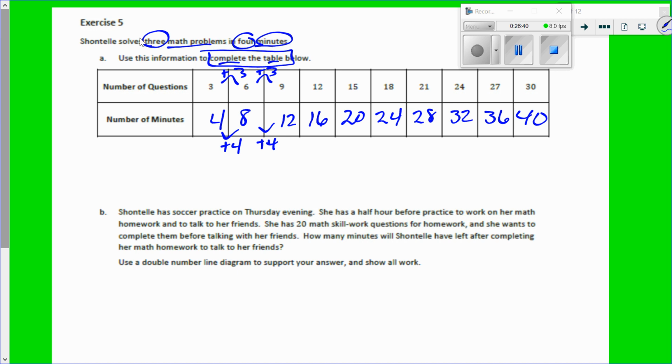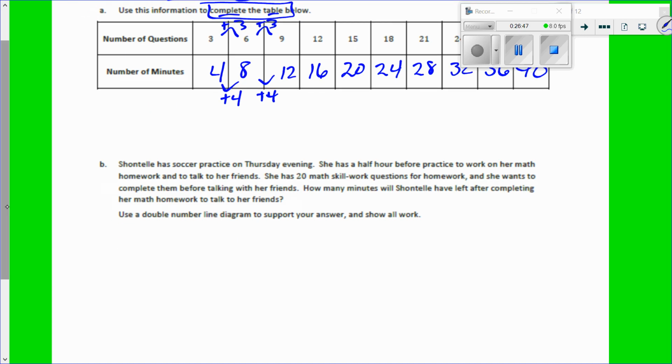Any questions on these tables again, guys? Pretty simple, right? Now we're going to use this information for our next piece. So Chantel has soccer practice on Thursday evening. She has a half hour before practice to work on her math homework and to talk to her friends. She has 20 math skill work questions for homework, and she wants to complete them before talking with her friends. How many minutes will Chantel have left after completing her math homework to talk to her friends?